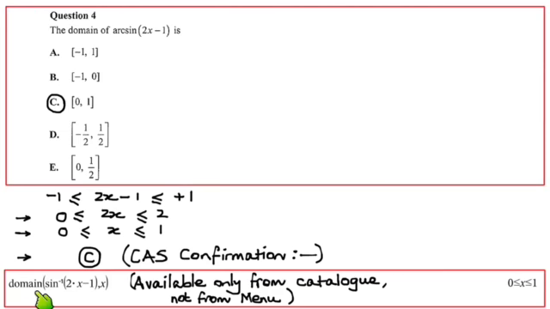You can't get this one through the menu. You can go through the catalogue under D, and you can go for domain of this thing here, comma X. And as I say, it's only available from the catalogue, so it's not very convenient. But you will get this here, in case you're having a mental blank on how to do it manually. So the answer is C.